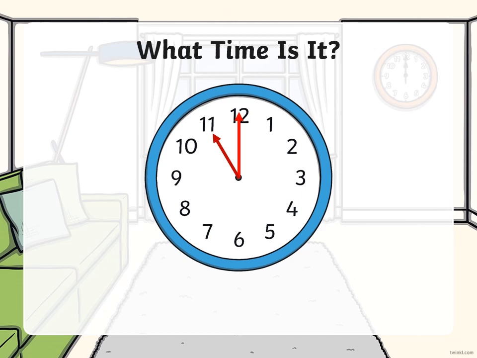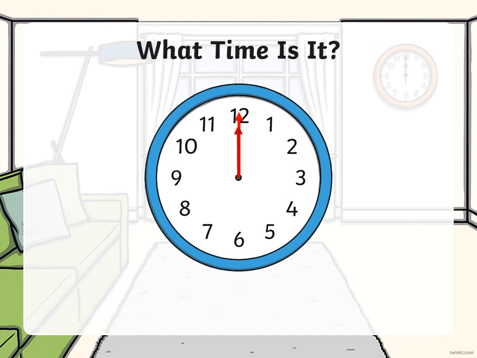What time is it on this clock? I hope you said 11 o'clock. The hour hand is pointing at the 11 and the minute hand pointing at the 12. What time is it on this clock? That's right, it is 6 o'clock. What time is it on this clock? I hope you said 9 o'clock. It is 9 o'clock.